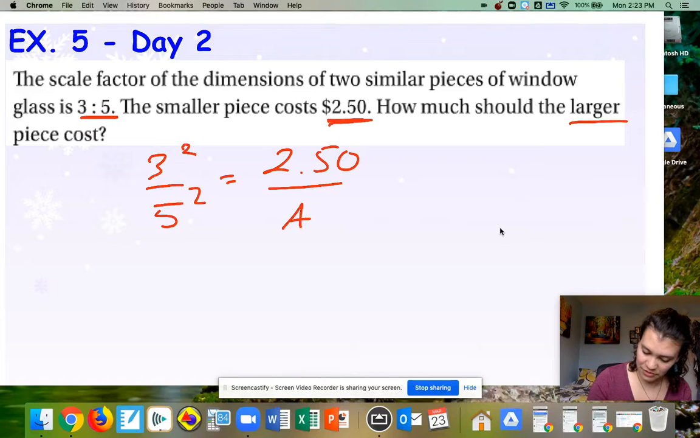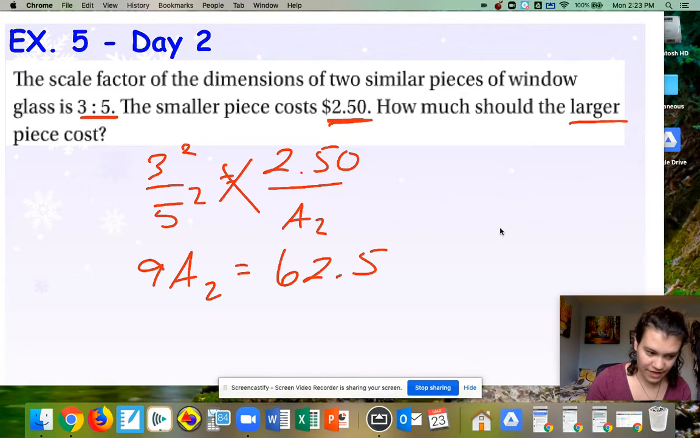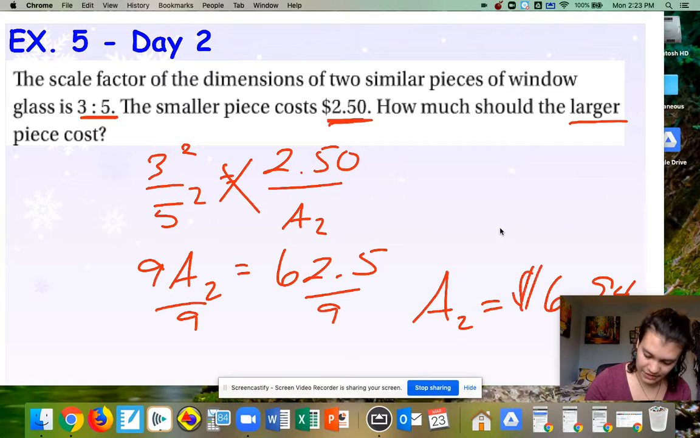So do whatever you want with this. We'll say A2. Cross multiply. You get 9 times your area equals 62.5. Divide by 9. And your area is going to be 6.94, or money at this point.